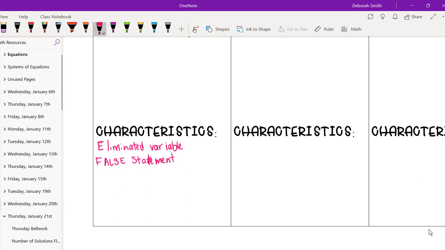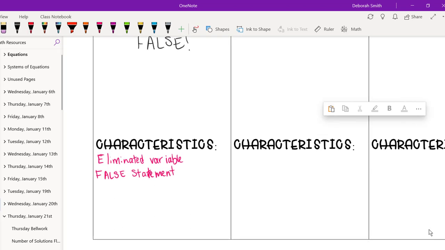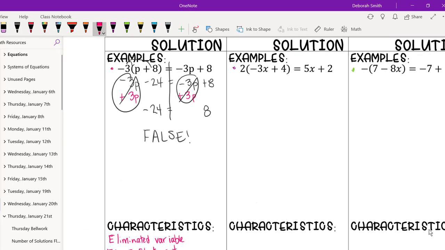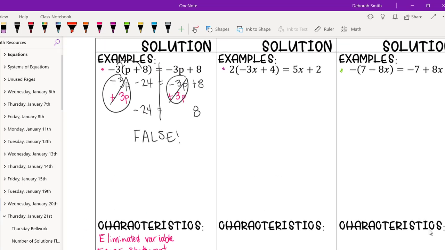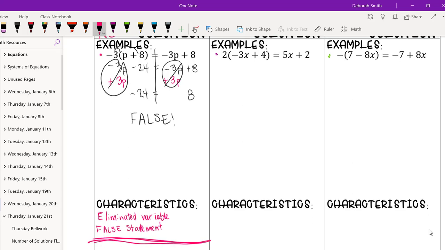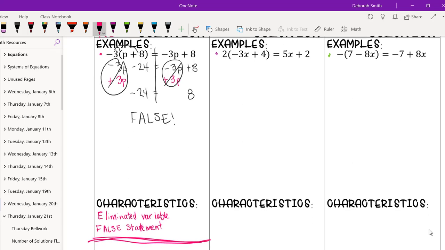Now when that happens, when you've eliminated a variable and you have a statement that's false, the number of solutions that this equation is going to have is no solution. You can look for your entire life for a solution to this equation and you won't find one because it doesn't exist.